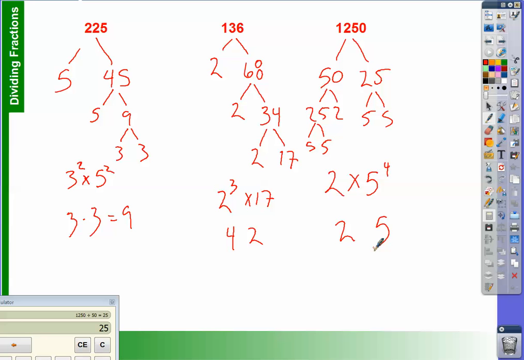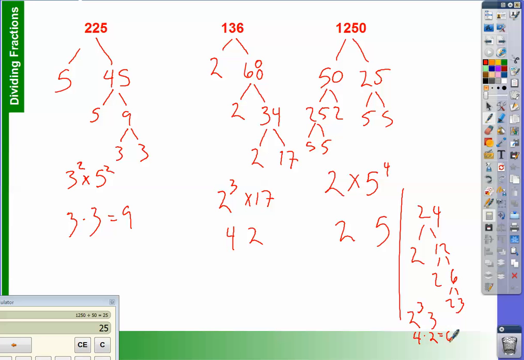Well, let's double check this. So for 24, if I break this into prime factorization, we have 2 and 12. That can be broken down into 2 and 6. That's 2 and 3. So we have 2 to the third, and we have 3 to the first. So 3 plus 1 is 4, 2. So if I multiply it, I have 6 factors, right? So I think it's going to work.